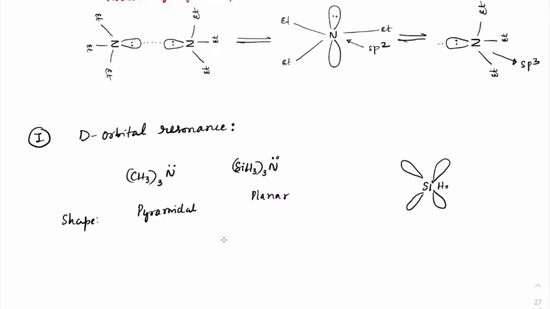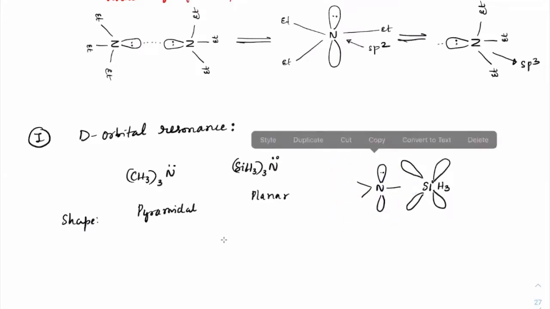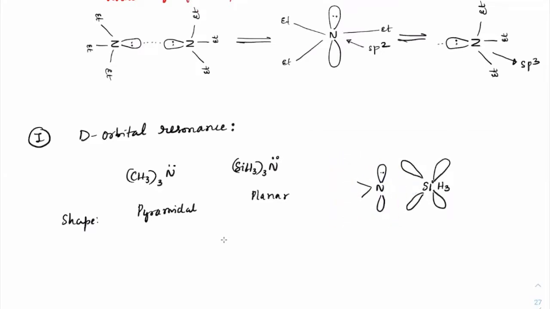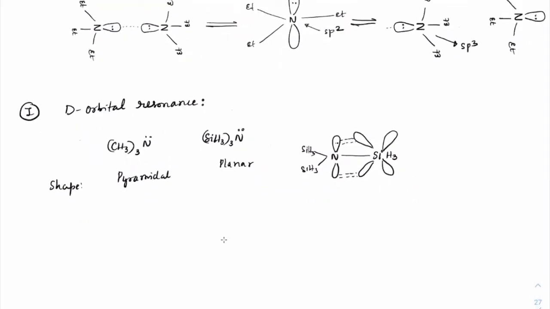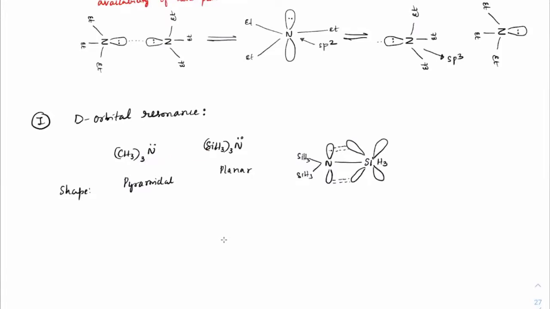This is the empty d orbital, which is connected with nitrogen, whose electrons are present this way. Got it? SiH3 and SiH3. And this will be involved in pi bond resonance here with silicon. Clear? So which is more basic, beta, between these two? The first one is more basic. Yes, so that will be more basic because it is more available.